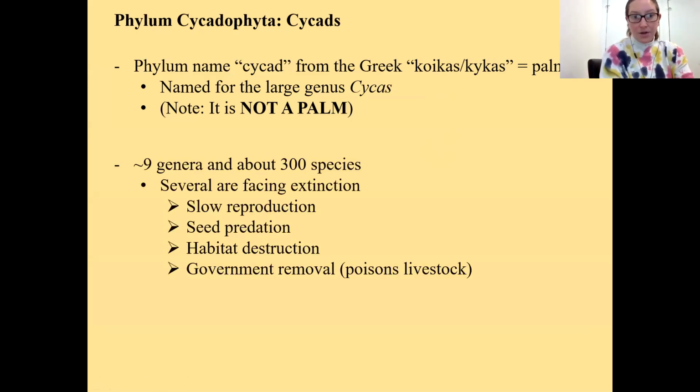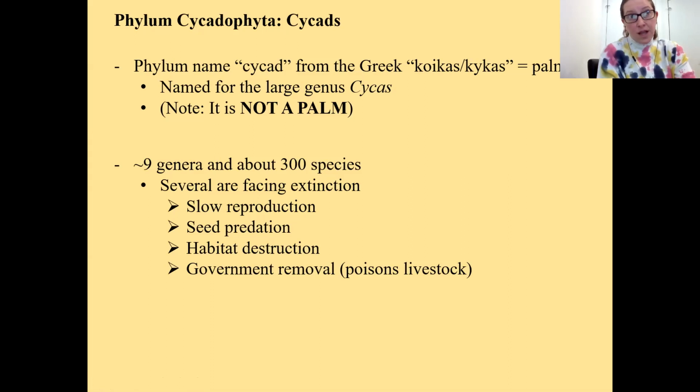In the cycads, there's not that many members. There's about 300 species total that remain today. And a lot of them are actually facing extinction, so under threat of going away forever. And part of the reason they are facing that is because they reproduce very, very slowly. That's one reason.